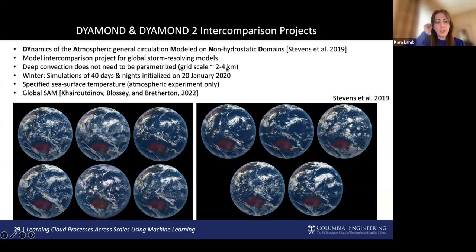kilometers. So the trade-off here is that we can't simulate the atmosphere for very long because these simulations are so expensive. So they're really only able to simulate sort of transient climate response, which is still really useful for evaluating things like deep convection. So for the DYAMOND simulations, they focused on simulating 40 days and nights. And these are also atmospheric experiments only. And the data set we focused on was this global SAM model. So this is just some of these DYAMOND models, and this is the actual Earth from the Himawari viewpoint.